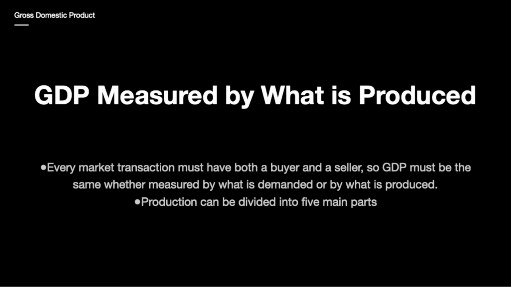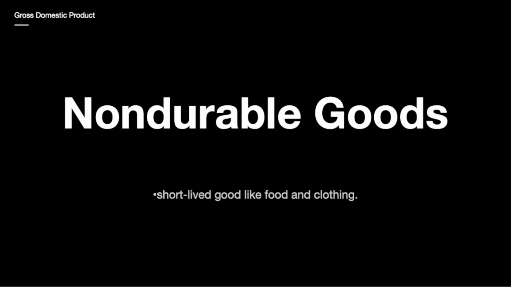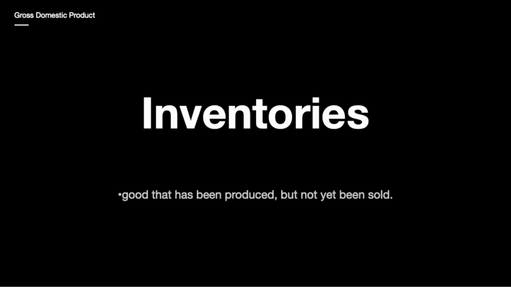GDP measured by what is produced. Production can be divided into five main parts. One, durable goods, long lasting goods like a car or a refrigerator. Two, non durable goods, short lived goods like food or clothing. Three, services, products which are intangible in contrast to goods, such as entertainment, healthcare, or education. Four, structures, buildings used such as a residence, a factory, an office, a retail store, or for other purposes. And five, the changes in inventories, goods that have been produced but have not been sold yet.